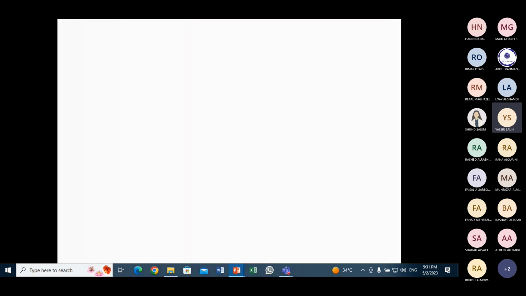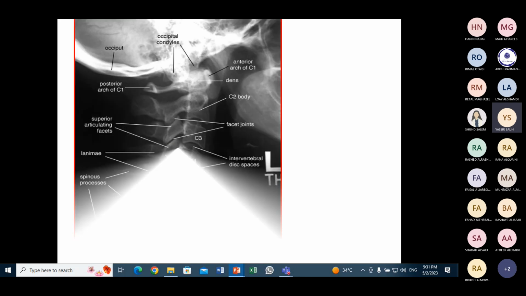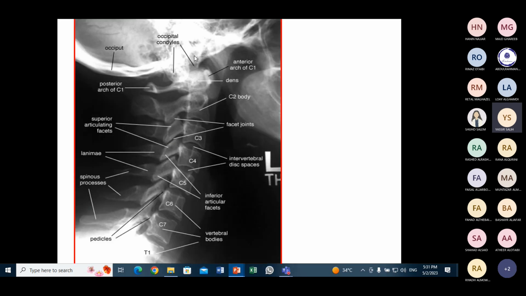AP view. The lateral view is taken from the side like this. This is the lateral X-ray for the cervical region. This is cervical X-ray lateral view. Also you can see C1, C2, C3, C4 till T1. This is the body of the cervical spine. Between the bodies, this is called intervertebral disc space. This is the disc.